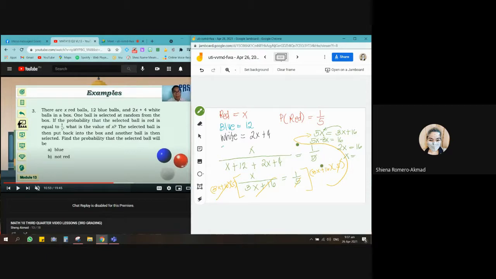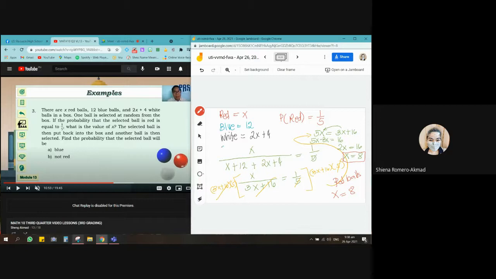Our x now is equal to, what is x here? X is 8. So, ibig sabihin, yung number of red balls natin, x is 8, meaning the number of red balls is 8 because x is 8. Okay? So, nakuha na natin yan, no, yung number of red balls. Ngayon, ang kukunin naman natin is yung blue balls.